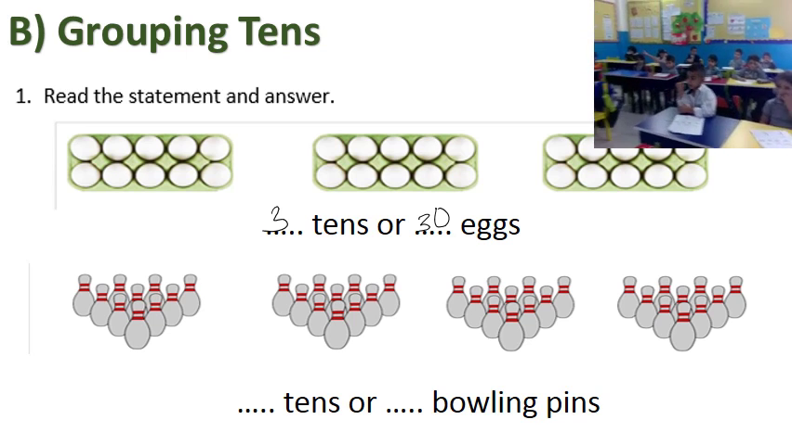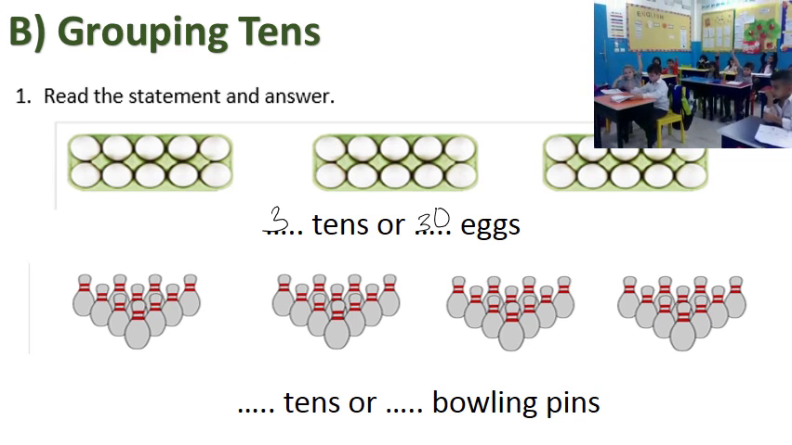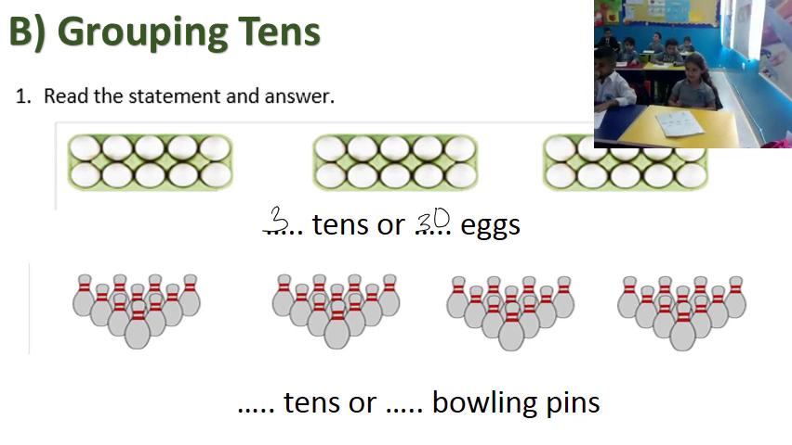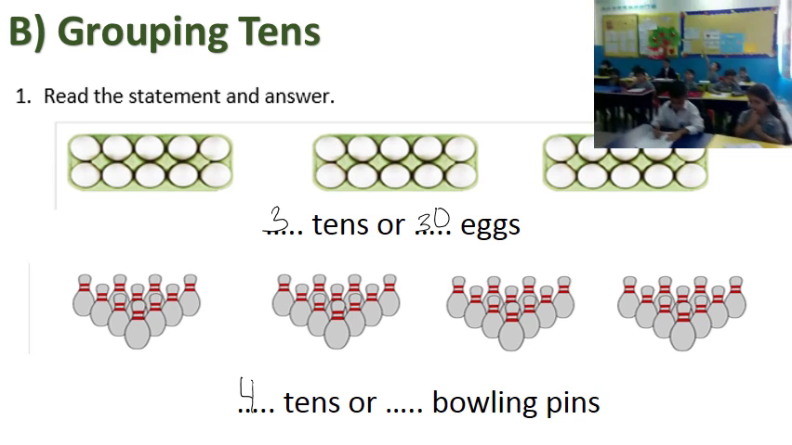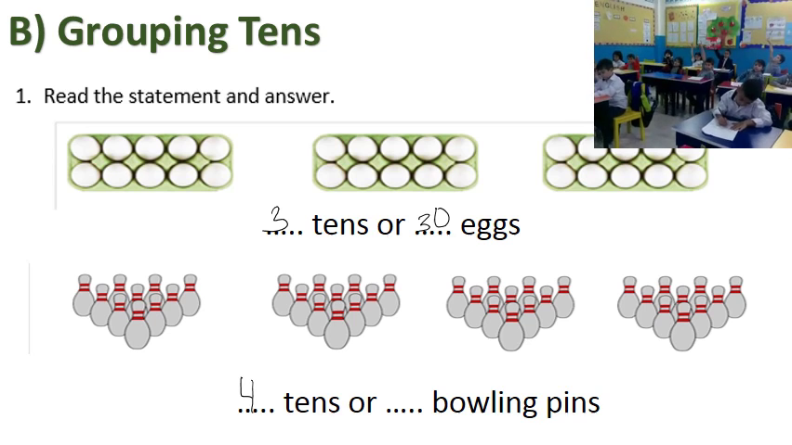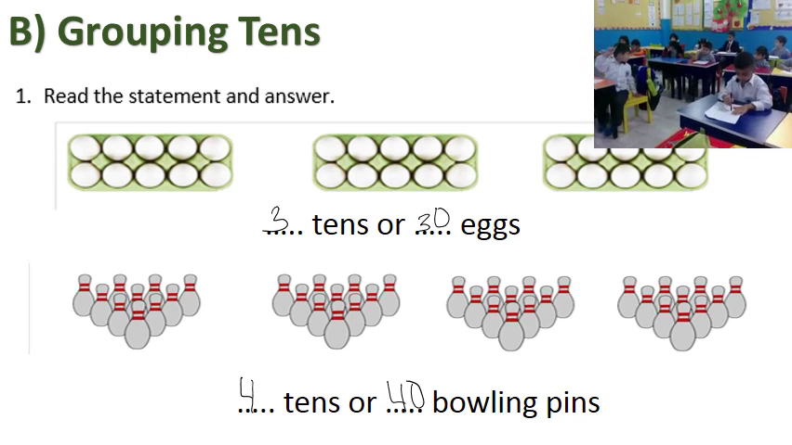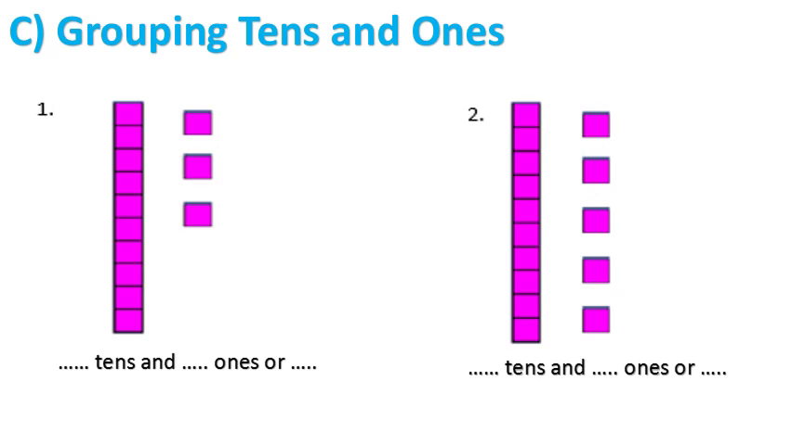Bowling pins. How many tens do I have, Zahra? 4 tens. And if I have 4 tens, that must mean I have how many bowling pins, Majid? 40 bowling pins. So here we have grouping tens and ones.